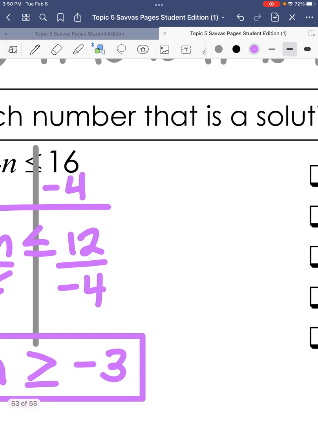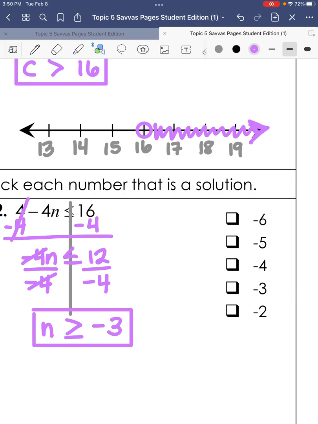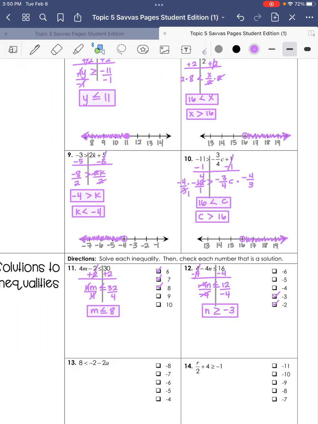So now we need to decide what are the solutions. This means that n could be bigger than negative 3, or it could be exactly negative 3. So negative 3 is obviously a solution. Now negative 2 is bigger, it's closer to 0, so it's a bigger number, so that's also a solution. Those are the only two that are solutions to this one. The rest are smaller than negative 3.